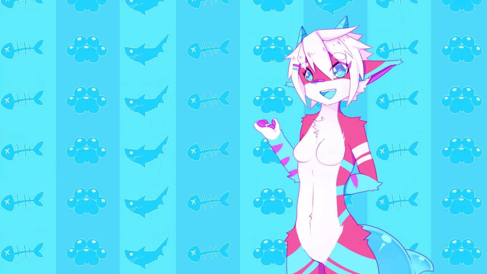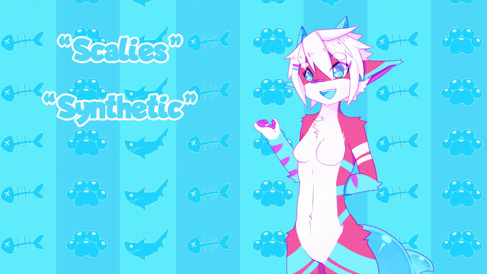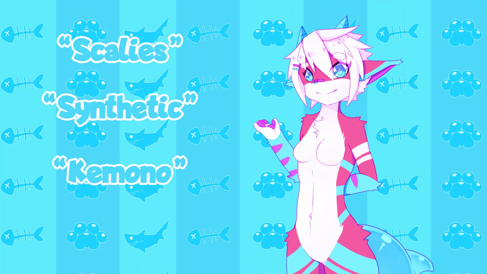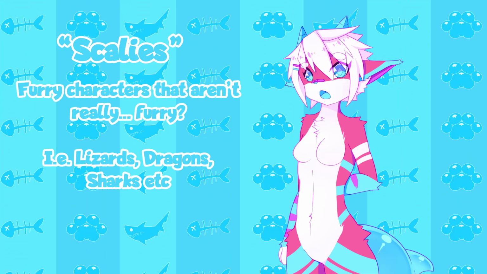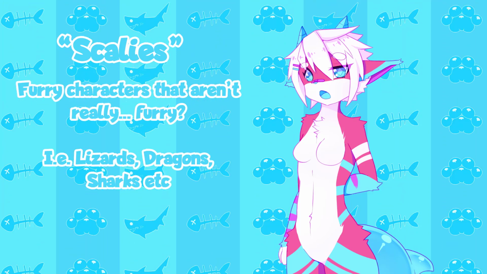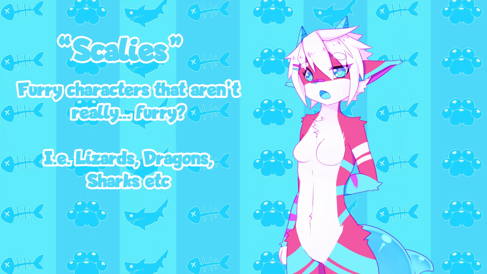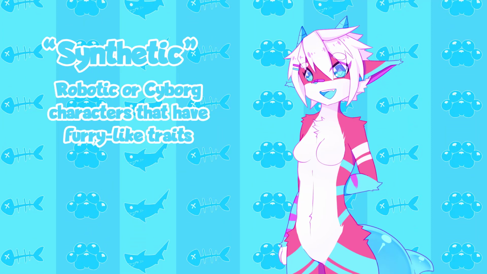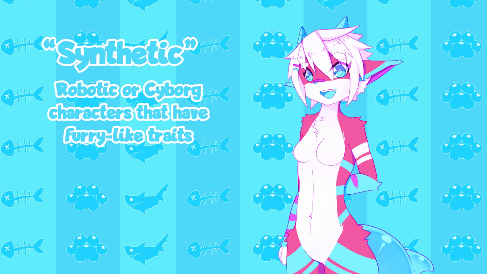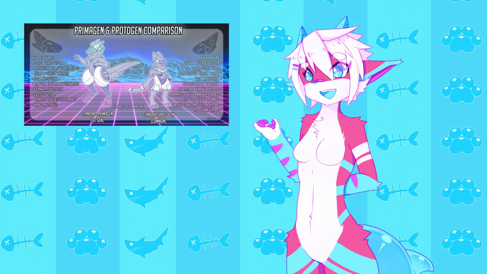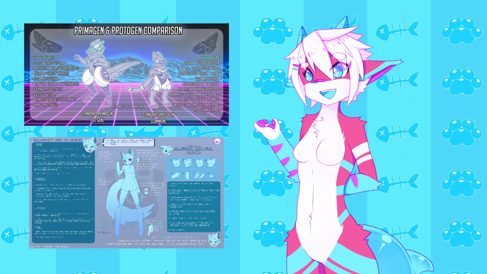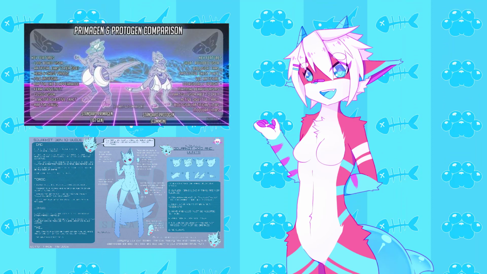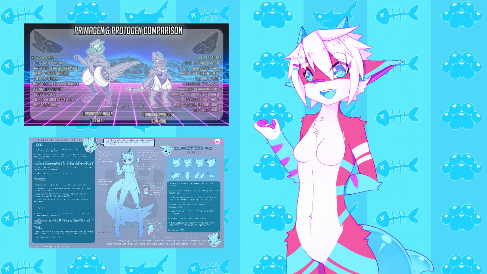Other species terms that are used which you may come across are scaly, synthetics, and kimono. Scaly usually refers to the characters that aren't really furry, such as like lizards, dragons, sharks, etc. Synthetic means characters that are more robotic than furry. A good example of this would be protogens and my own species, Solakers. These are still considered furry characters, but they have a bit of a sci-fi vibe to them.